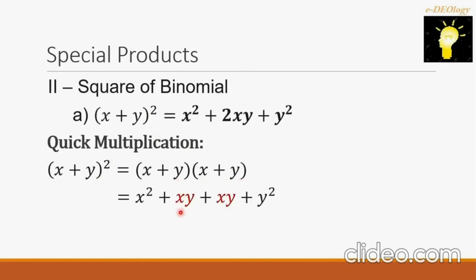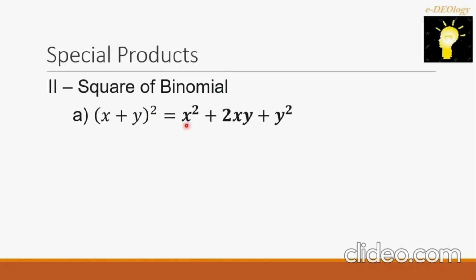There are like terms that we can combine. xy, another xy, we'll put 2xy. So the final answer, x squared plus 2xy plus y squared. We can see that this product here is the same as our special product on top here. It means we can now use this formula in some of our examples.